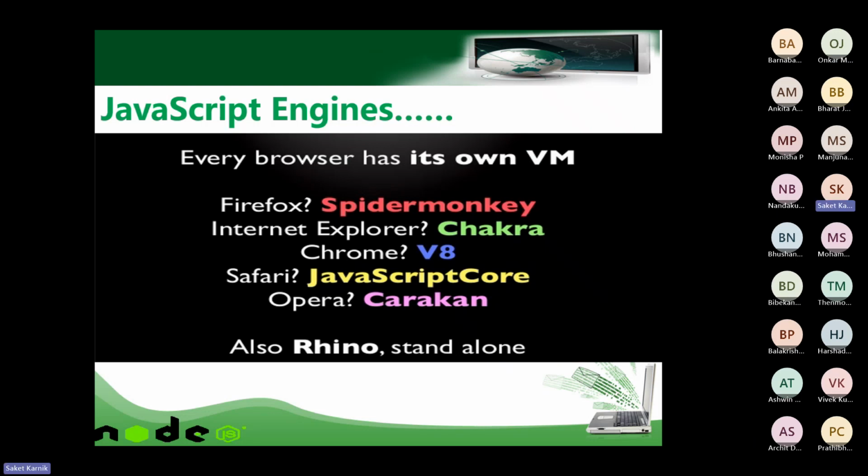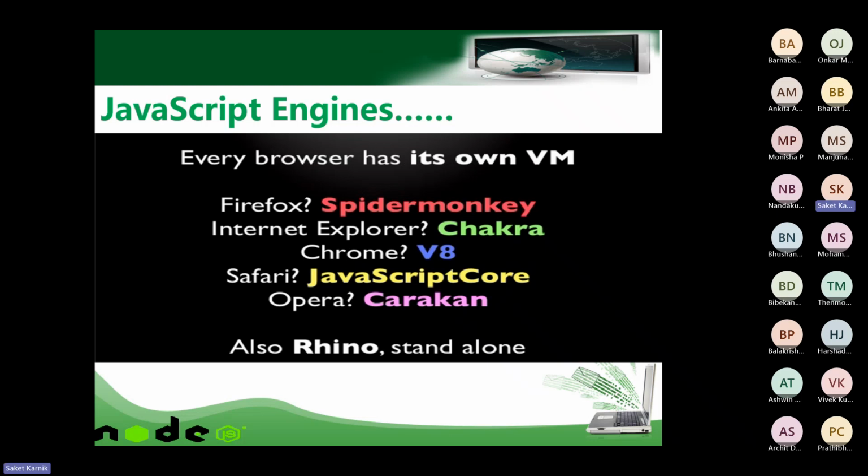Firefox used SpiderMonkey, Internet Explorer used Chakra, Chrome used V8. Now Microsoft Edge, which is also based on the Chromium engine, is similar to Chrome in many aspects, so it also uses V8. Safari used JavaScript core. Opera browser used Kraken, right?